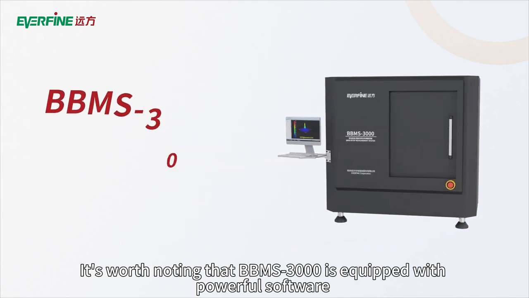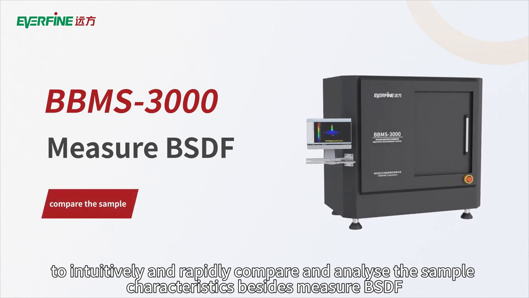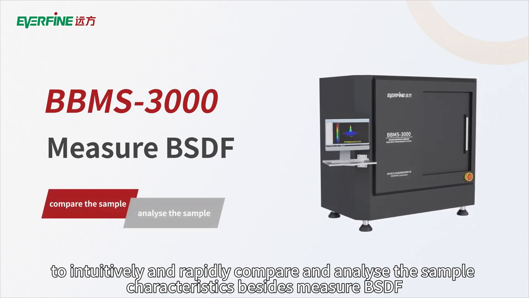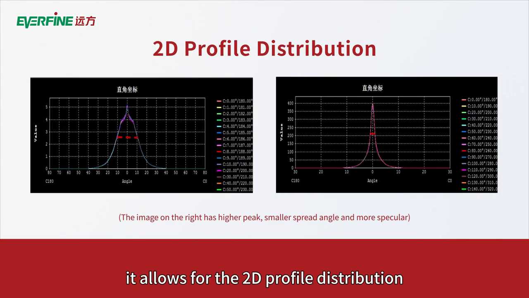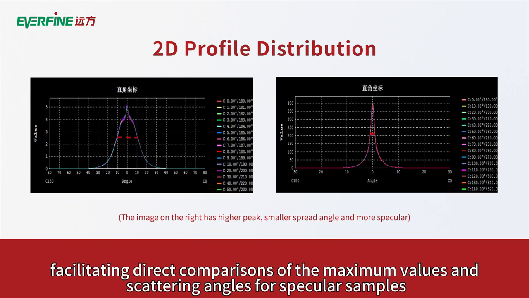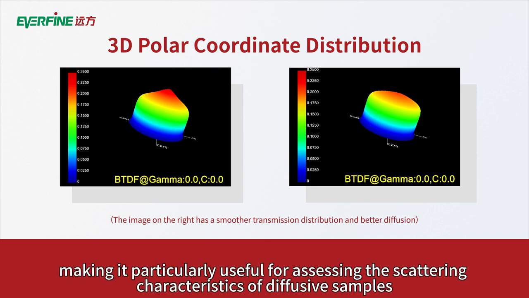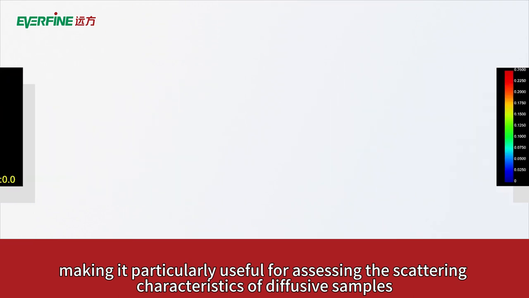It's worth noting that BBMS-3000 is equipped with powerful software to intuitively and rapidly compare and analyze the sample characteristics besides measuring BSDF. It allows the 2D profile distribution to be flexibly switched to view the BSDF distribution at various azimuth angles, facilitating direct comparisons of the maximum values and scattering angles for specular samples. The 3D polar coordinate distribution provides an intuitive way to visualize the spatial BSDF distribution, making it particularly useful for assessing the scattering characteristics of diffusive samples.